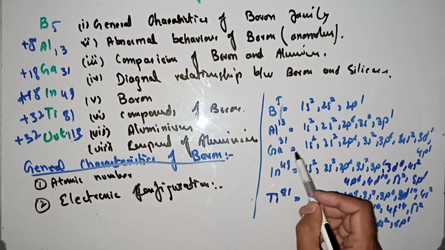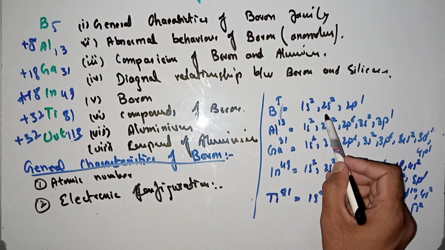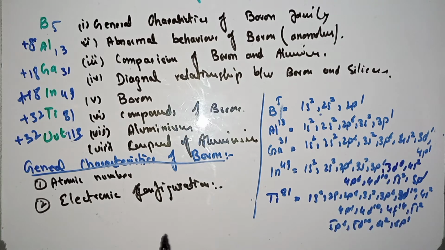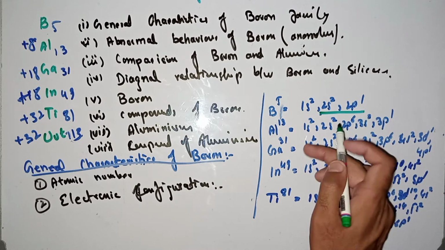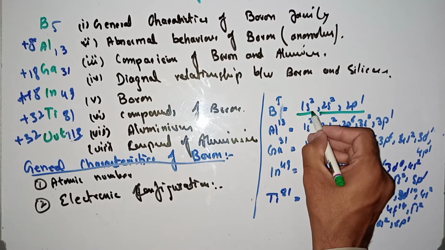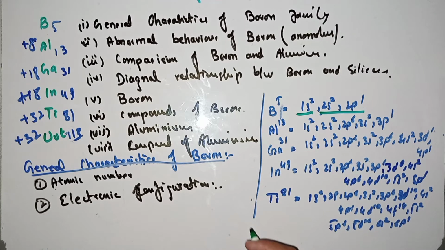So here in the case of boron, the outermost shell, the valence shell, is the second shell, which has 2s and 2p, while the inner shell is also called the penultimate shell.